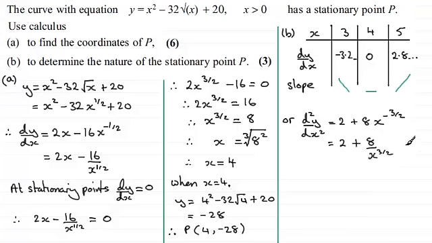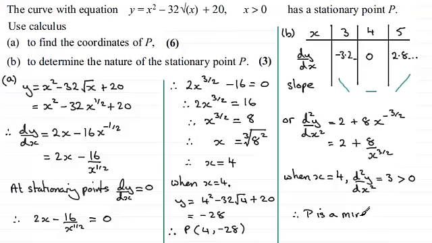So all we need to do now is just substitute in our value of x, that is when x equals 4. And when x equals 4, we find that d2y by dx squared comes out at exactly 3, okay, which is a value greater than 0, a positive value. And if it's a positive value, it tells us that we have a minimum. So therefore, whatever method we use, P is a minimum.